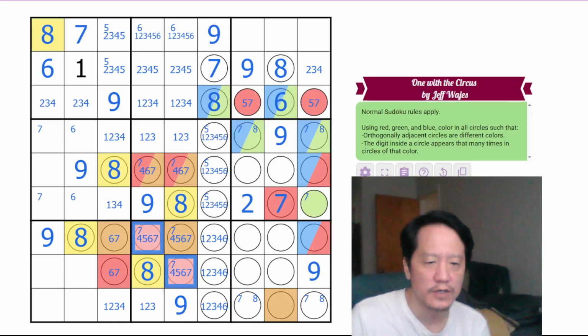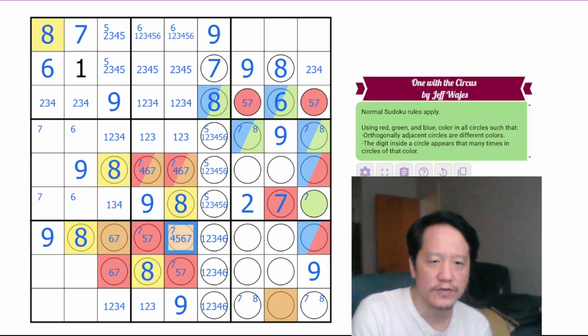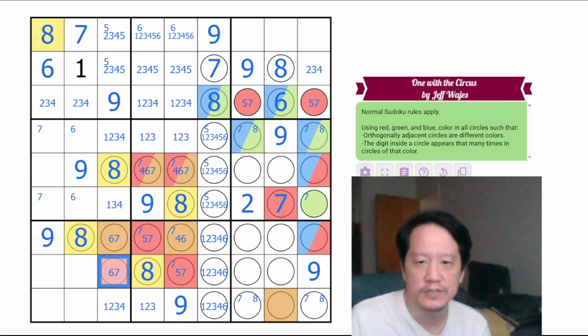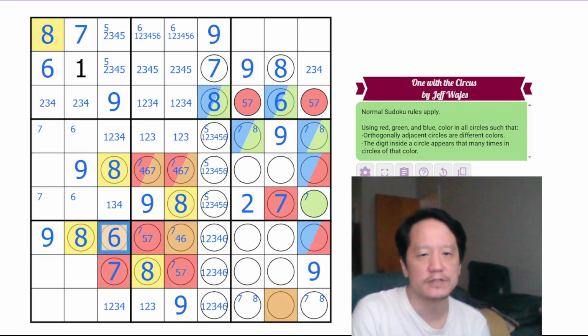So then this becomes 5 and 7, which eliminates 5, 7, and the rest of the box. And this has to be 7 to be red. That makes this 6, which means this can't be 6, that's 4.